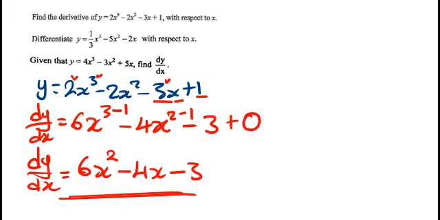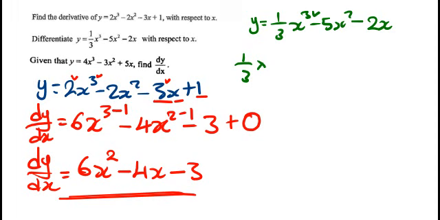So in part 2, they are saying differentiate y equals 1 over 3 x to the power 3 minus 5x squared minus 2x. Remember, we are multiplying 1 over 3 by 3. So when we say 1 over 3 multiplied by 3, what are we getting? This is the same as over 1, therefore 1 multiplied by 3 is just a 3, and 3 over 3 is just 1.